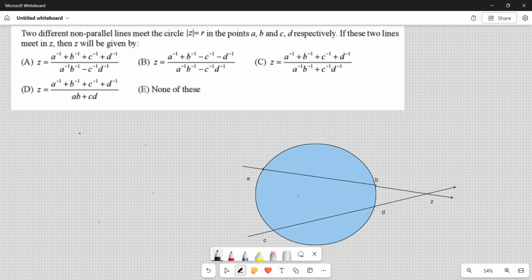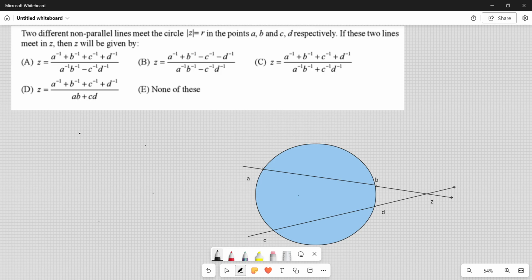Hi dear friends, today I have a question written before you. The question says that two different non-parallel lines meet the circle |z| = r in the points A, B and C, D respectively. If these two lines meet in z, then z will be given by.